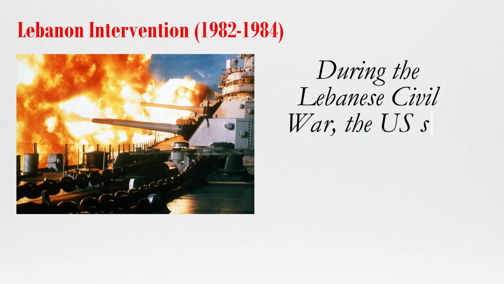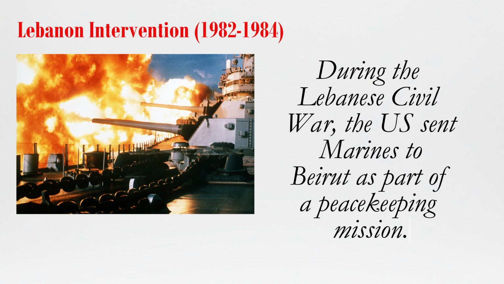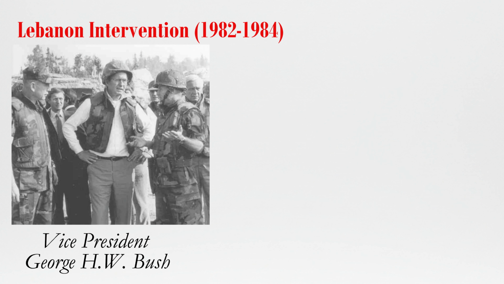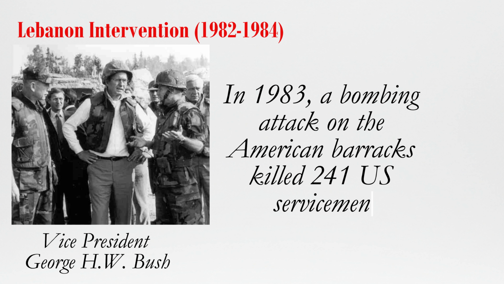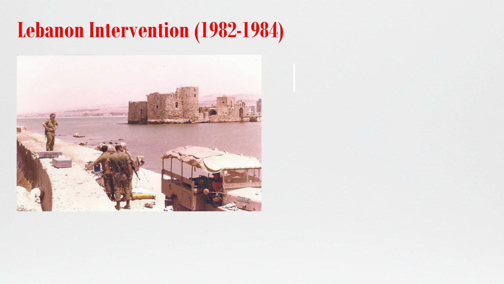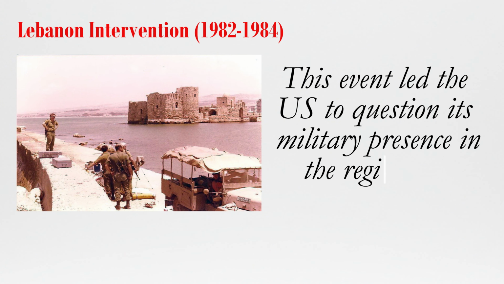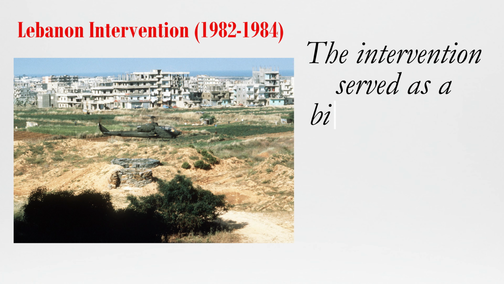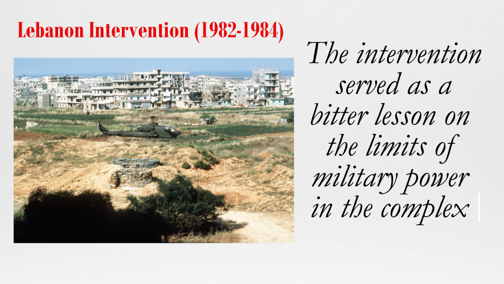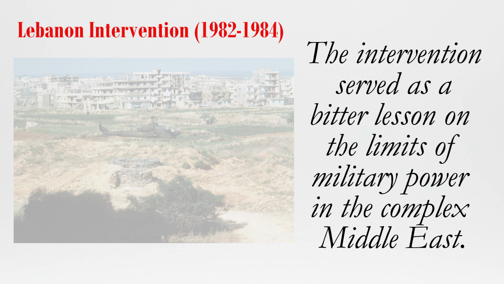During the Lebanese Civil War, the US sent Marines to Beirut as part of a peacekeeping mission. In 1983, a bombing attack on the American barracks killed 241 US servicemen. This event led the US to question its military presence in the region and decide to withdraw. The intervention served as a bitter lesson on the limits of military power in the complex Middle East.